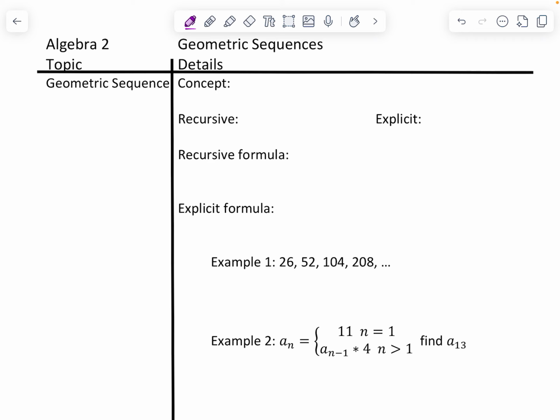Well, in a geometric sequence, like this example 1 down here, notice that 26 times 2 gives you 52. 52 times 2 gives you 104. 104 times 2 is 208. So you're always multiplying by 2 to get to the next term. So a geometric sequence is when you multiply by the same term, same ratio, to get to the next term.